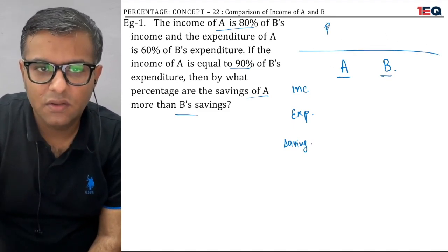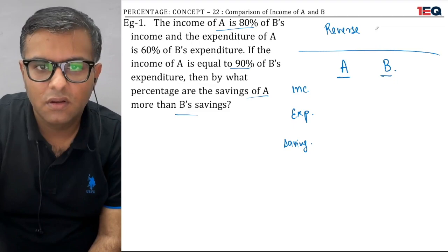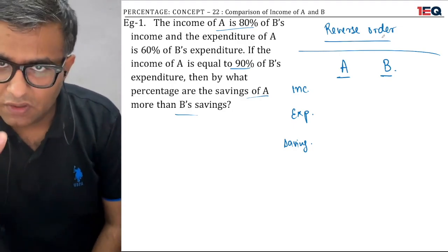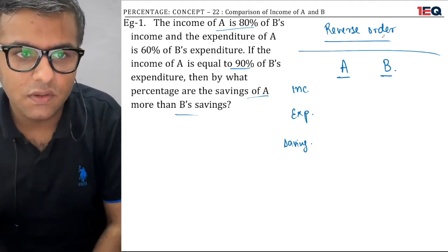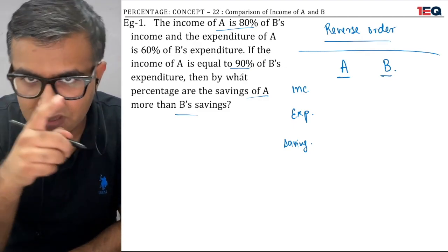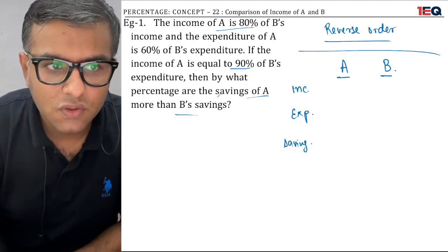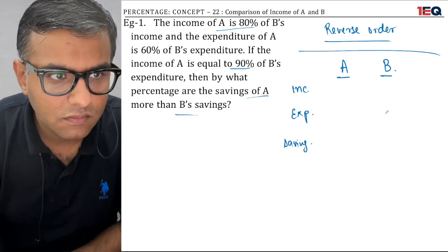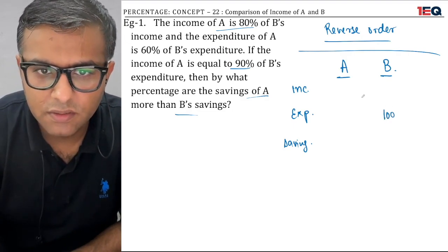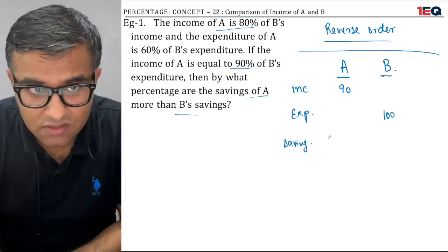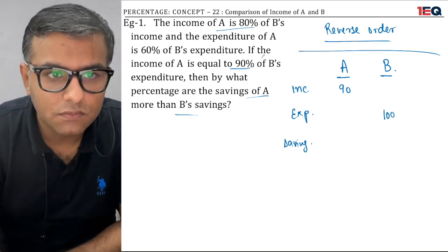These types of questions can only be solved in the reverse order. If you try to move in the forward order, you will not be able to reach anywhere. You will always have to go in the reverse order. So the last statement that has been given is that the income of A is equal to 90% of the expenditure of B. If B spends 100, then A is 90. This is the strongest part till now.